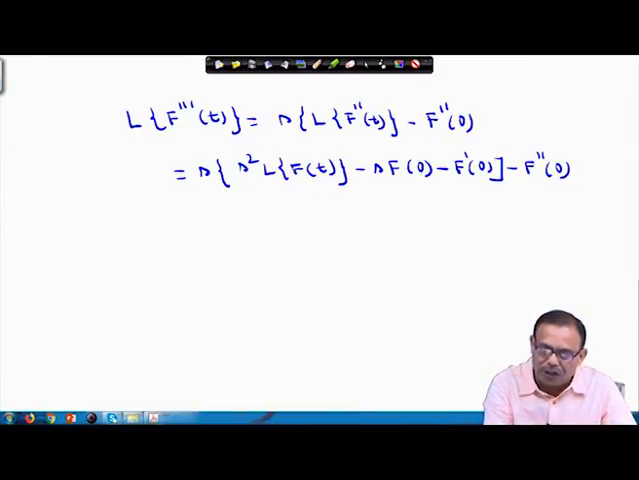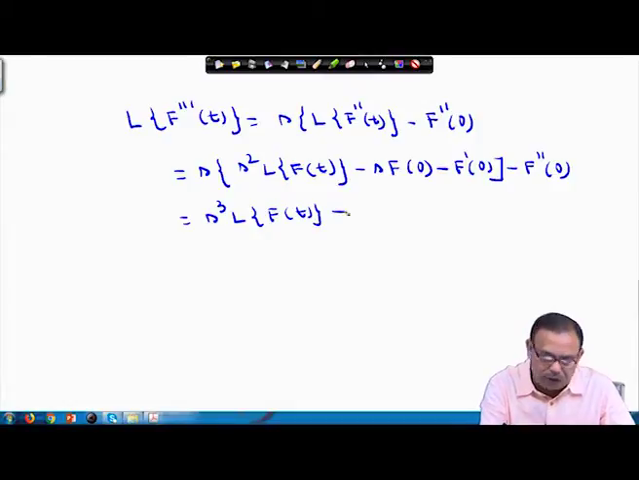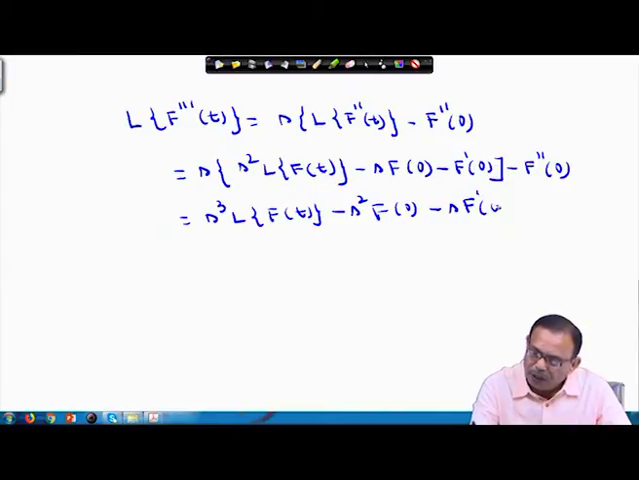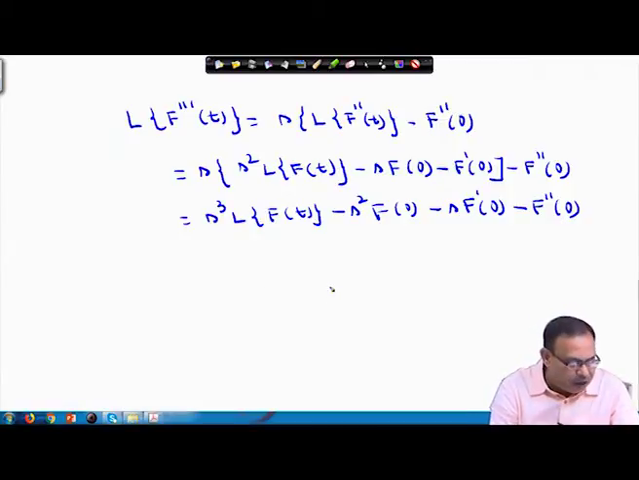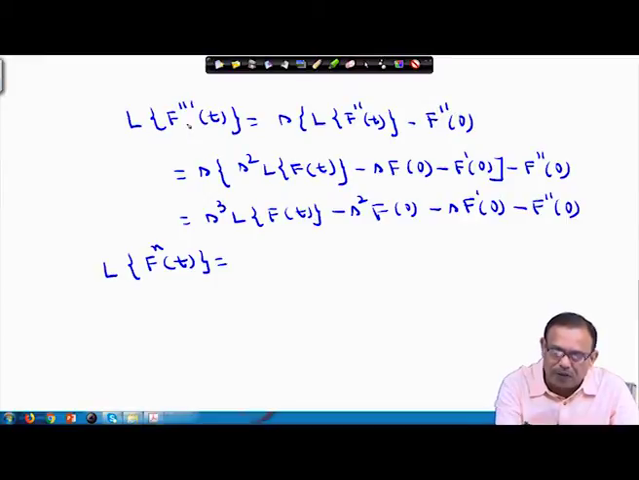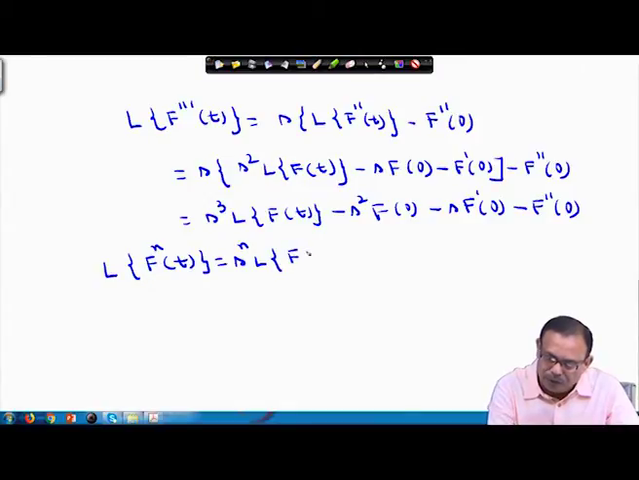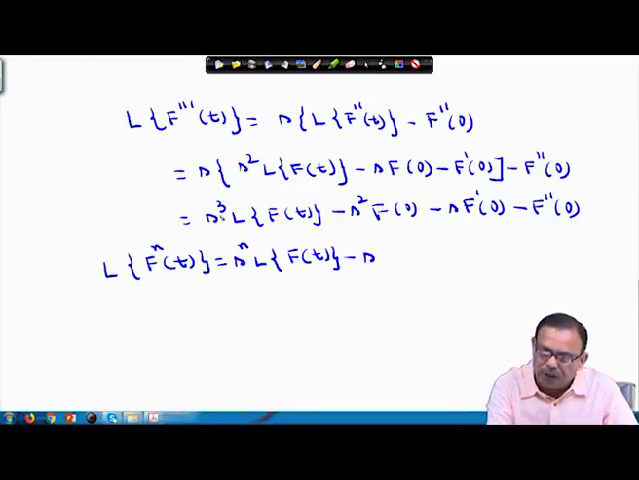Now, everything is known, since Laplace transform of f t is known to us. So, we can write down s cube into Laplace transform of f t minus s square into f 0 minus s f dash 0 minus f double dash 0. So, like this way if we proceed, we can tell that Laplace transform of f n t will be equal to s to the power n Laplace transform of f t minus, for 3 it was s to the power 3, then s to the power 2 was there.